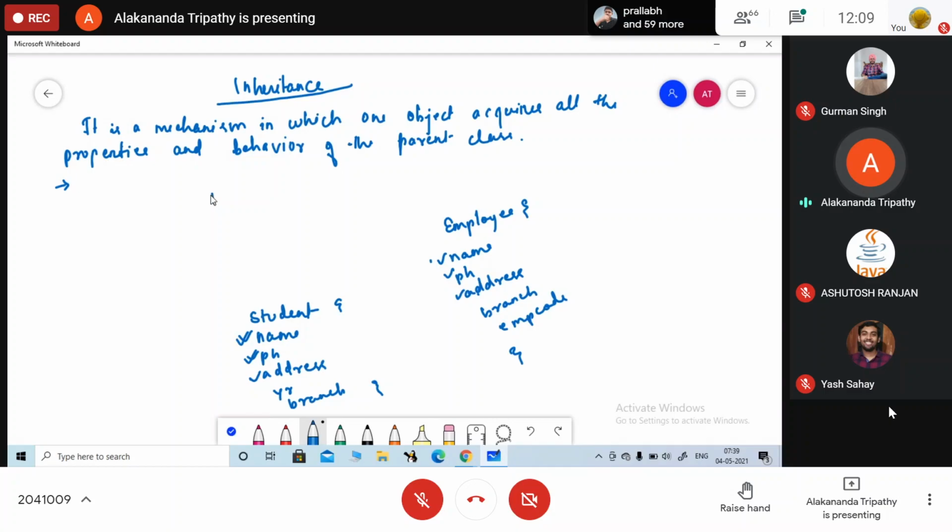Okay, so if I am going to create a person class, I will create a person class. There I will have name, phone number, address. And I will tell that the student class will inherit the properties of the person, and the employee class will inherit the properties of the person. Is it necessary to write all these three things?